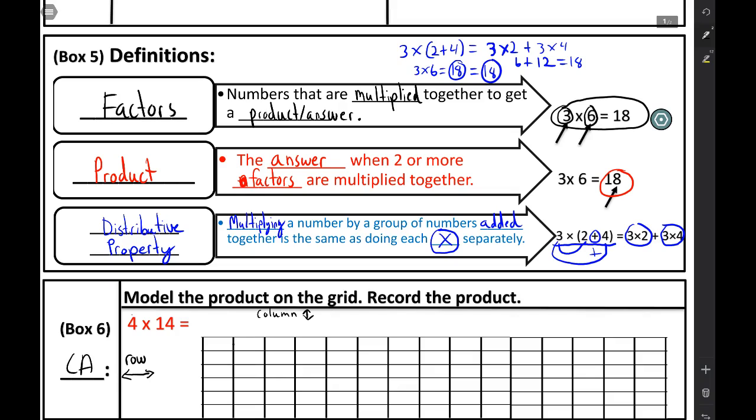So the first thing that I'm going to do is I'm going to look at the two factors, and I have a 4 and a 14. So what I want you to do is circle this 4 right here, because it's the smallest factor. Next, I'm going to go right here, okay? I'm just going to count 4 spaces down. So 1, 2, 3, 4. I'm going to put a 4 right here, okay?